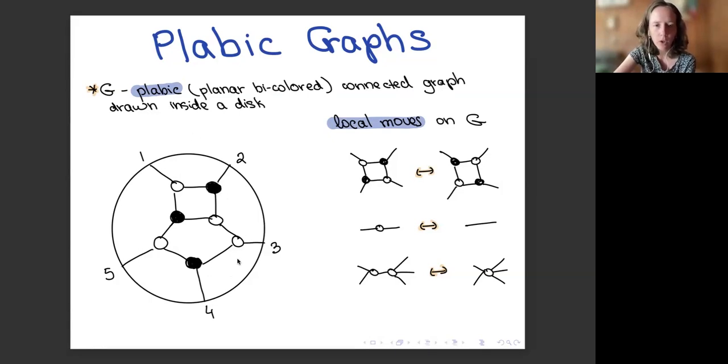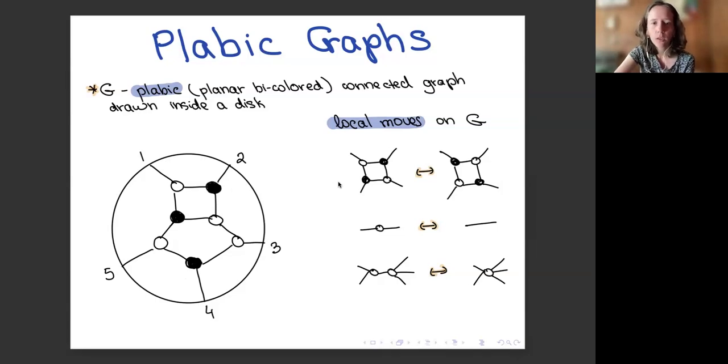I also have these edges going to the boundary. And since I want to embed it into a disk, I'm also going to draw a disk around. Connected, edges going to the boundary, black and white vertices on the inside. These I don't give a color on the edge of the circle. The color will not be important there.